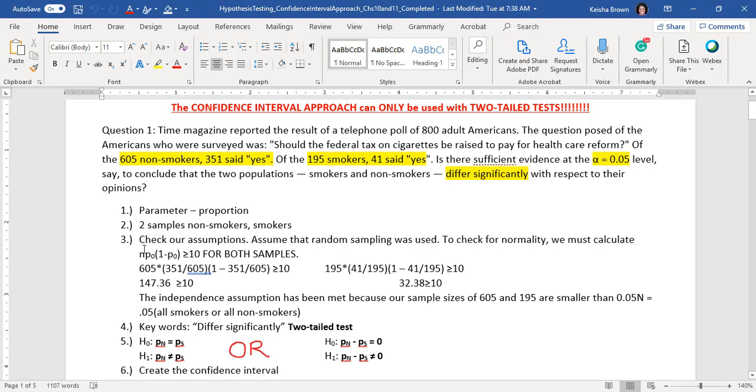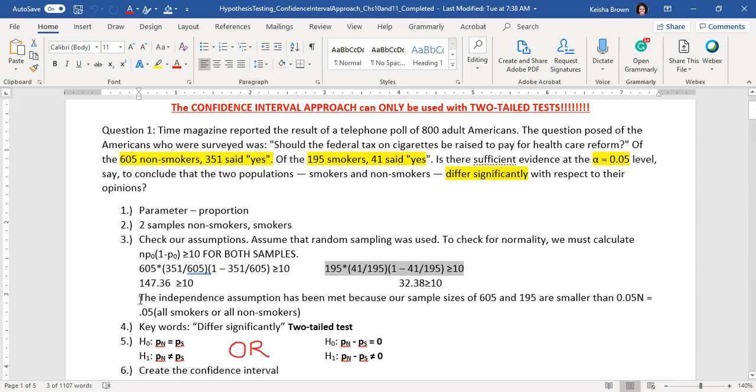Then you need to always check your assumptions. When you have two samples, you need to check your assumptions for both groups. You need to check your assumption for non-smokers, making sure that the proportion you're using is your sample proportion, so that should be p hat. And then you need to check it for your other sample, for smokers, as well. And if that value is greater than or equal to 10, then the shape of your distribution is approximately normal.